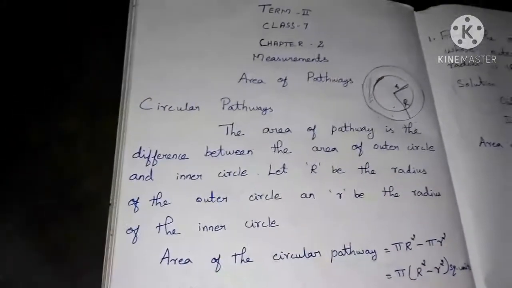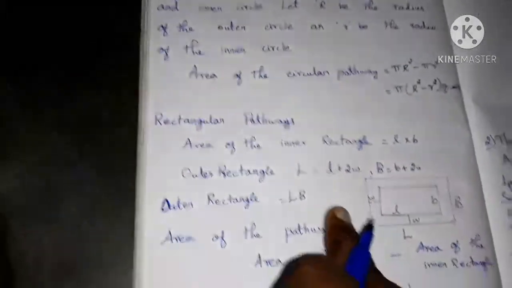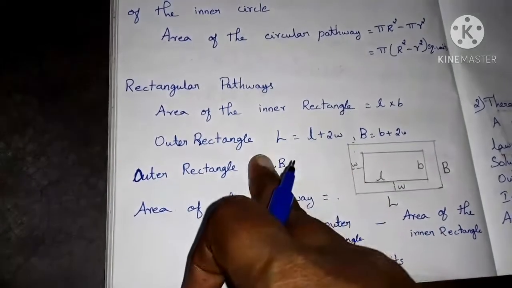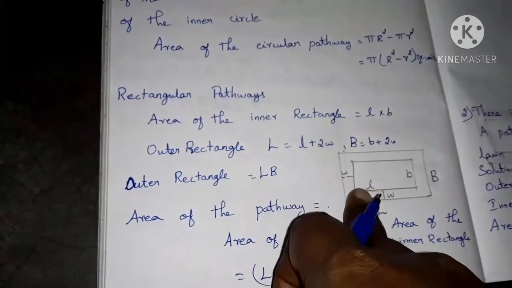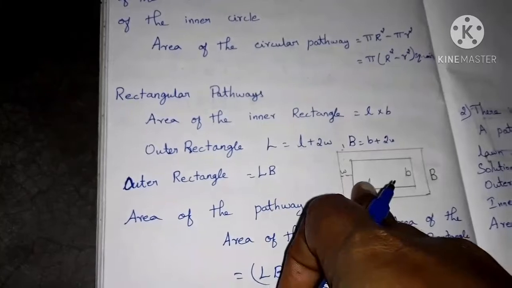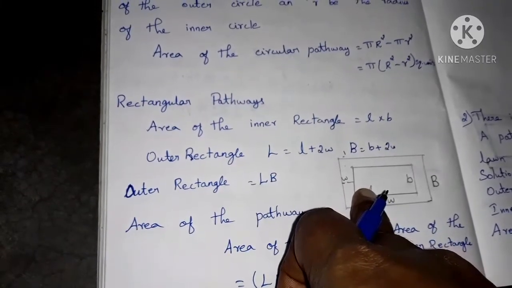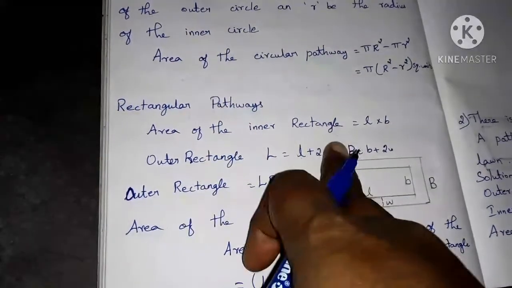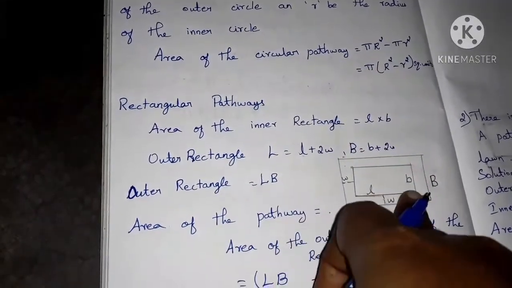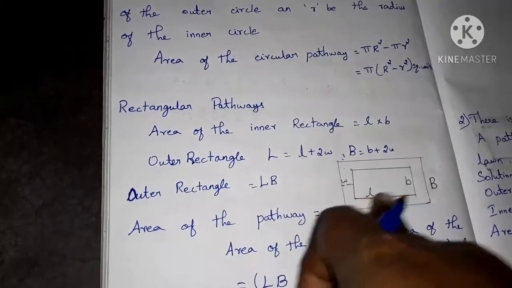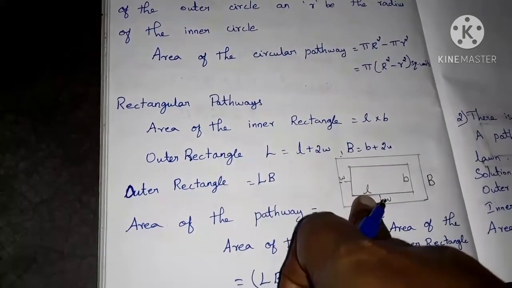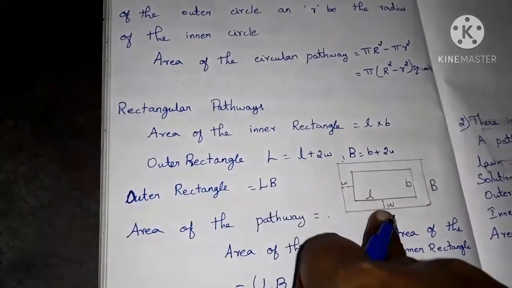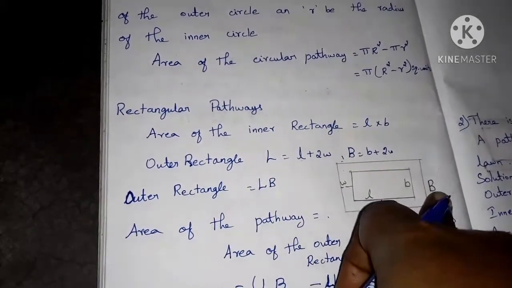Next, not only circular pathways, we are going to find rectangular pathways also. The same idea: for a pathway we subtract the inner area from the outer area. Here, for the inner rectangle we denote the length by small l and the breadth by small b. For the outer rectangle we denote the length by capital L and the breadth by capital B.